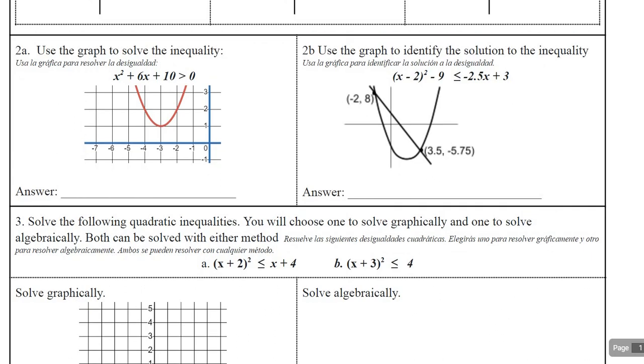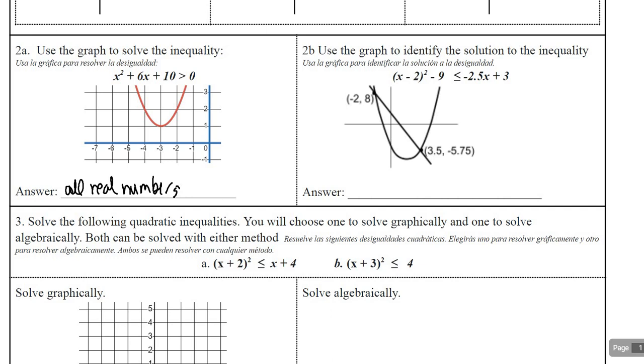Use the graph to solve the inequality. x squared plus 6x plus 10 is greater than 0. Well, what I see is a graph that is always greater than 0. So the answer is all real numbers, because this parabola is always above the line x equals 0.